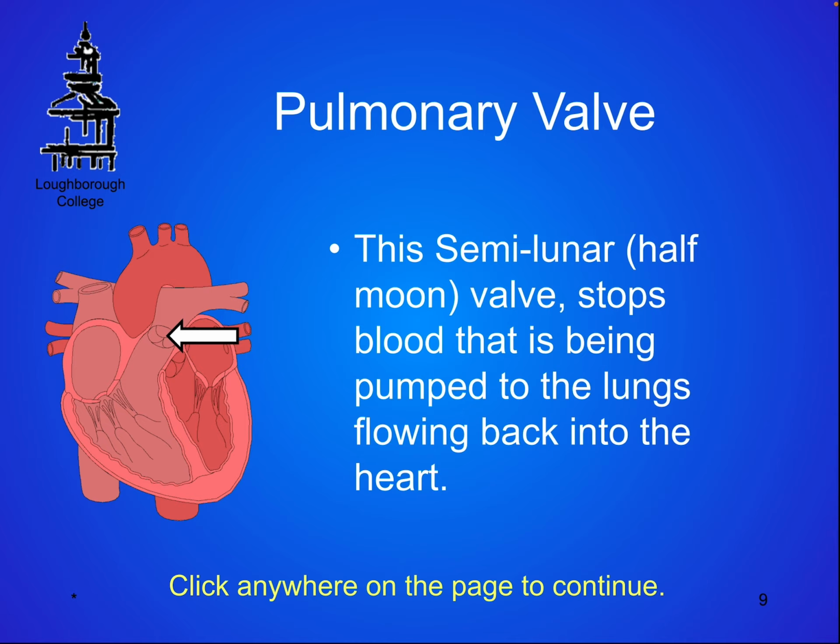The pulmonary valve is also known as the semilunar valve. So you find the semilunar valves going out into the pulmonary artery, but also going out into the aorta. So the valves basically are there to prevent backflow of blood flowing backwards into the ventricles again. So it's important that they're present.